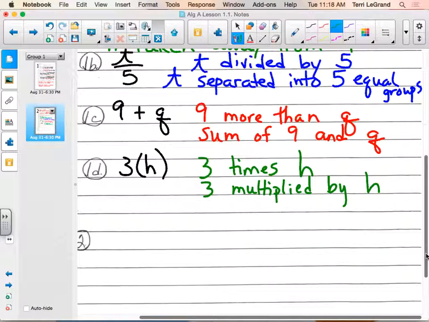Could these have been this way? H times 3? Is 3 times 2 the same as 2 times 3? So could it have been h multiplied by 3? Absolutely. Order does not matter in multiplication or addition. They're friendlier. Okay, they're much friendlier.